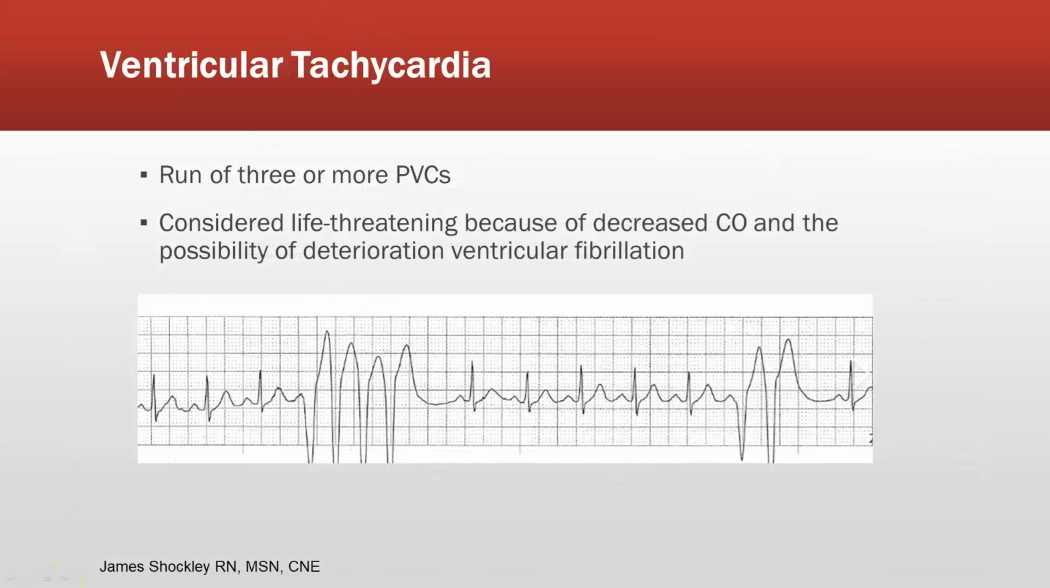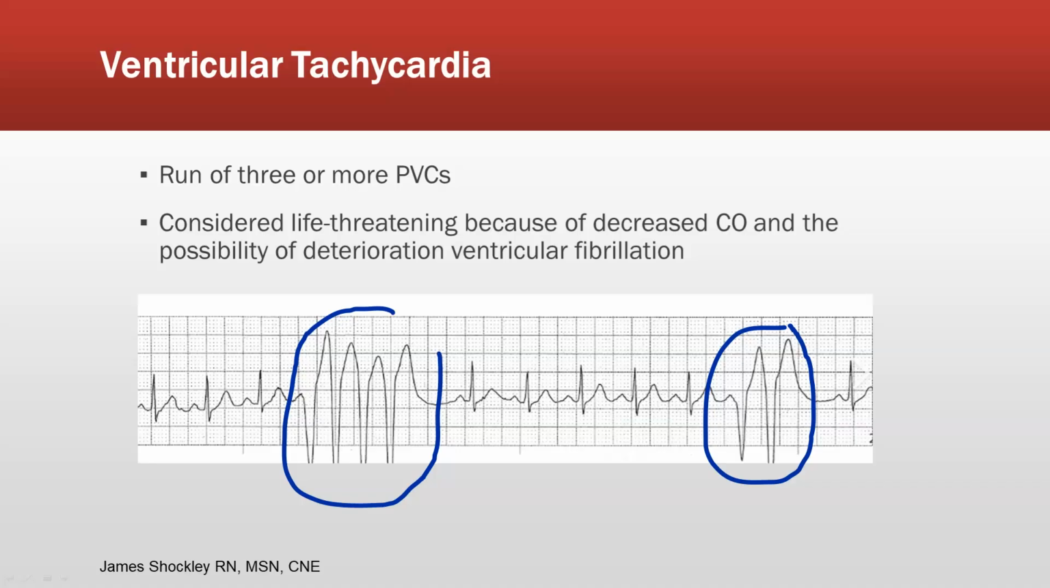So we talked about couplets, and I do see on the far right of this strip that I do have a couplet. But further down to the left of this strip, what I notice is that instead of having 2 in a row or 3 in a row, I have 4 in a row. Runs of 3 to 4, it depends again which book you look in. You can call a run of 3 a triplet, or you can call it a run of ventricular tachycardia, because that's what that is.